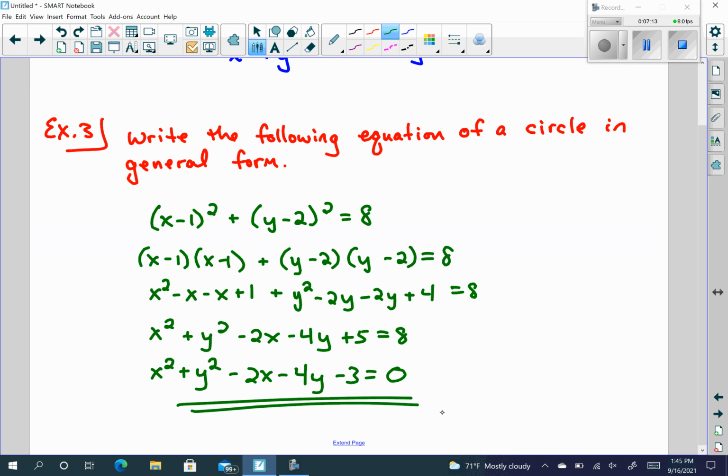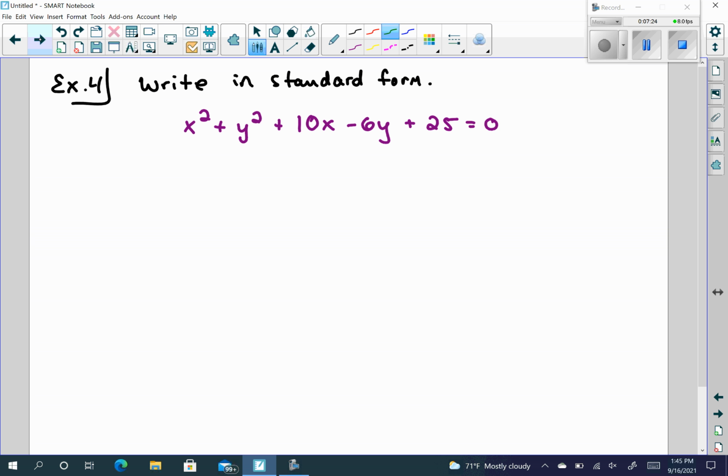In our next few examples, now we're going to go in reverse. It's a little more to it, but we're going to be given an equation of a circle in general form. We have to write it in standard form. So what's nice about this is it's going to give us practice from what we saw in an earlier section. We need to complete the square. So go ahead and copy this example down.